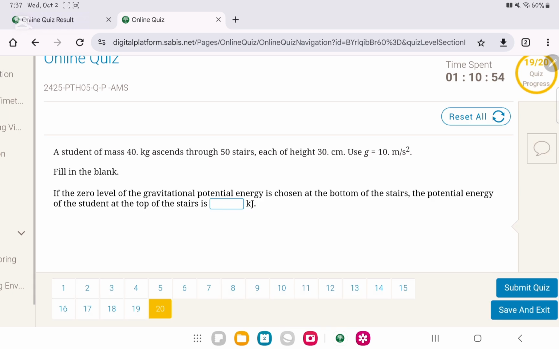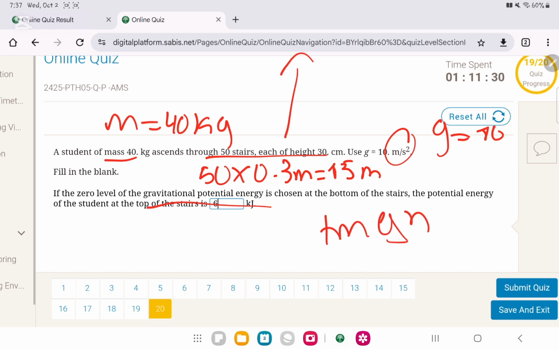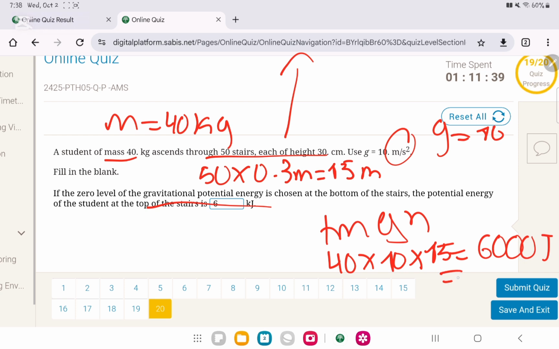Question number 20, it's the same as question number 3, I think. It's the same copy-paste, but I will do it again. So, a student of mass 40 kg ascends through 50 stairs. We have mass 40 kg. He's going up 50 stairs, each at the height of 30 centimeters. So the total height is going to be 50 times 0.3 meters, which is 15 meters. And we have G is 10. So the gravitational potential energy is going up, so it's going to be plus mgh. And then it's going to be 40 times 10 times 15, which gives us 6,000 joules, which is 6 kilojoules.